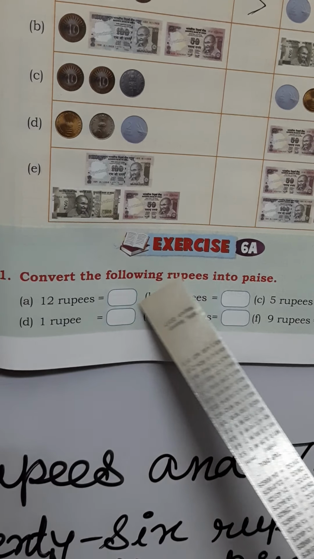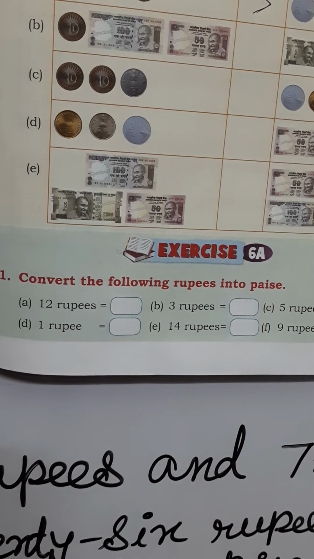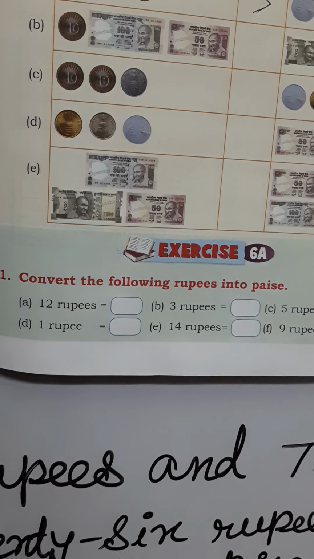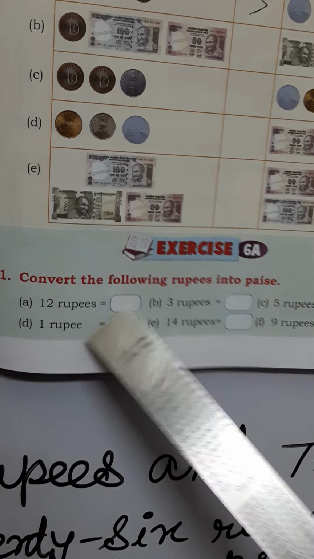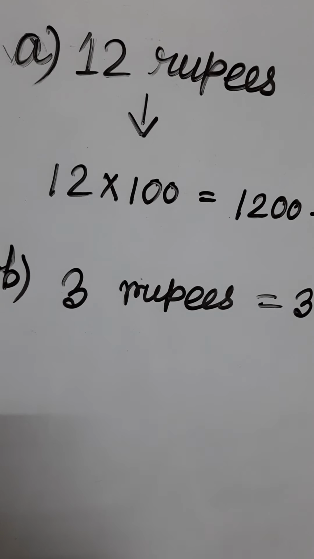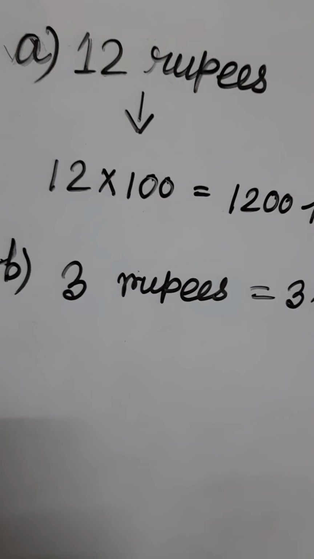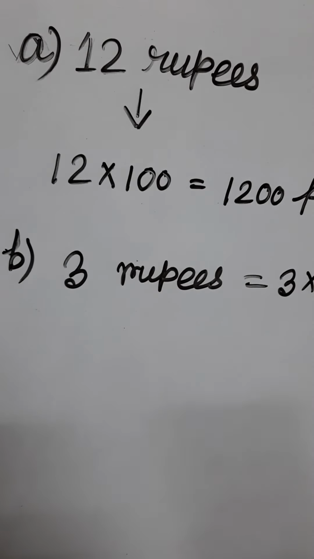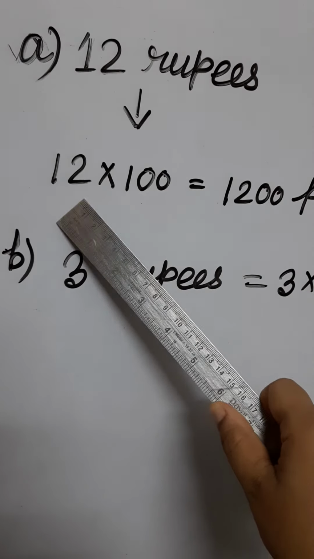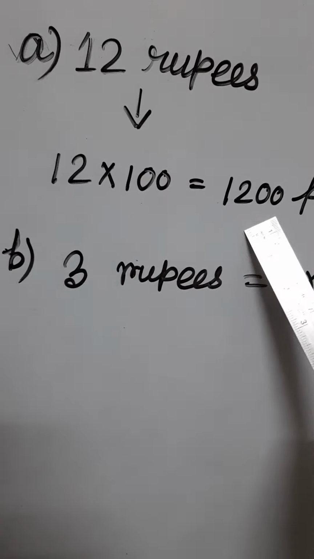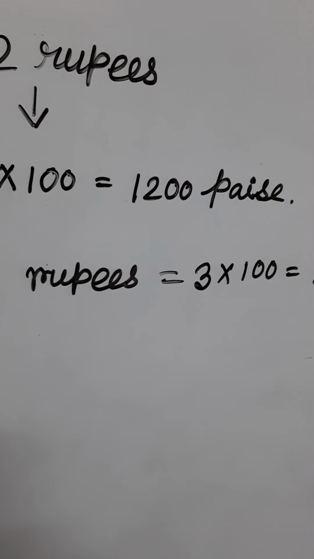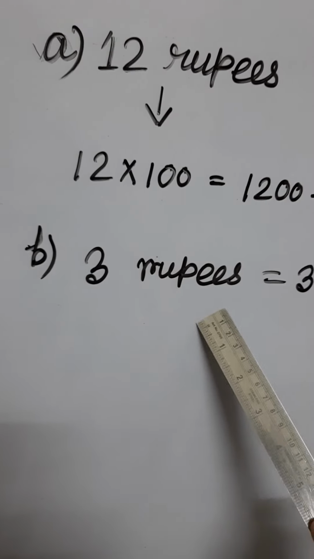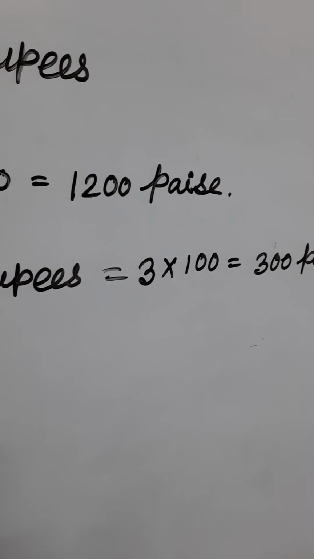Convert the following rupees into pies. So dear children, we have to convert these rupees into pies. First it is 12 rupees. I will write it on the board. We have to convert 12 rupees into pies. I will tell you 1 rupee is equal to 100 pies. So 12 into 100 equals 1200 pies. Next one is 3 rupees. This one also we have to convert into pies. So 3 into 100 equals 300 pies.